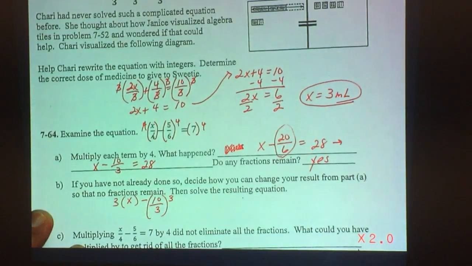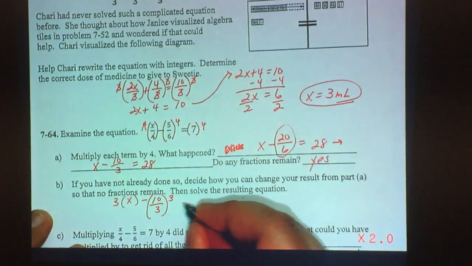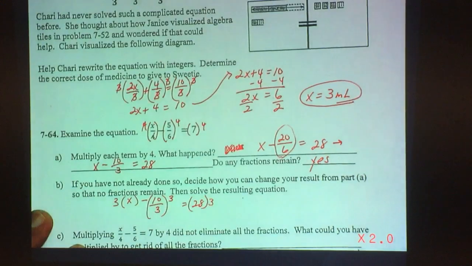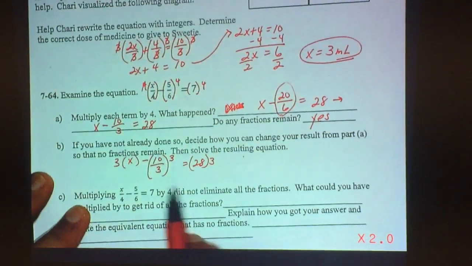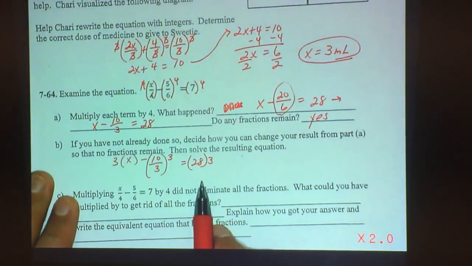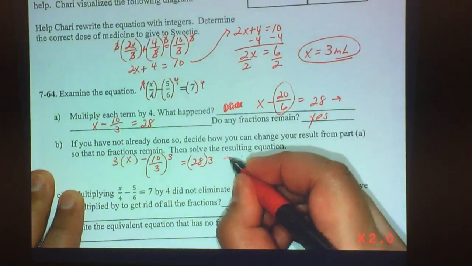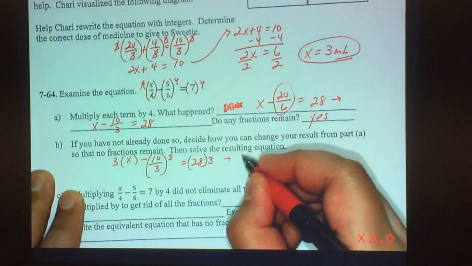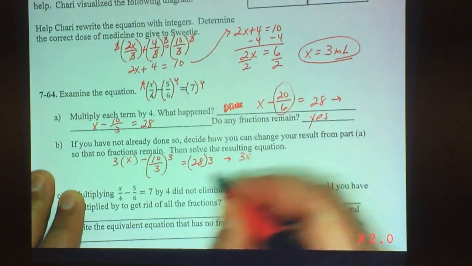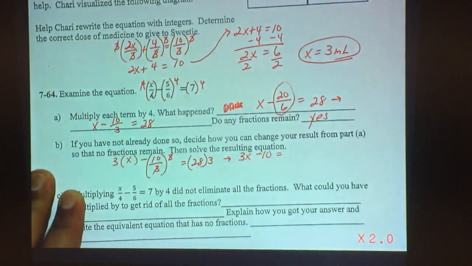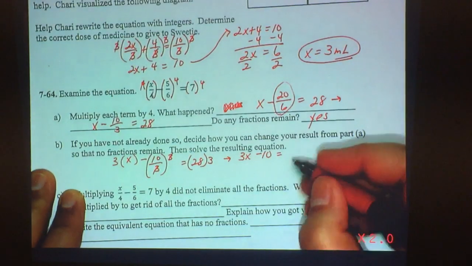Is that still on camera? Yeah, thank goodness. Equals 28 multiplied by 3. Okay, so when I put parentheses around each of those, it's going to act as my multiplication. So then, what do we have? We have 3x, cross that out, giant 1, minus 10 equals 28 times 3. Hey Google, what's 28 times 3? The answer is 84.